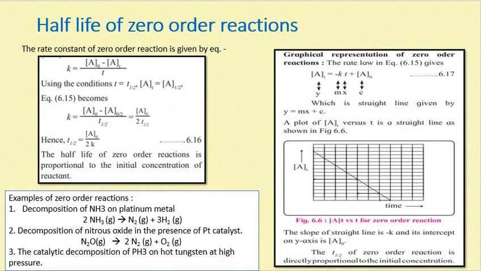Now, half-life of zero order reaction. This is the expression we obtained for rate constant of zero order reaction. If time is becoming half-life and At becomes A0 upon 2, then what will happen? We will get the expression t half is equal to A0 upon 2K. This is the relation between the half-life and rate constant for zero order reaction. And there are some zero order reactions like decomposition of ammonia or decomposition of nitric oxide.